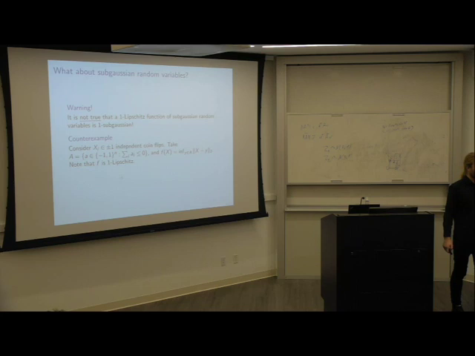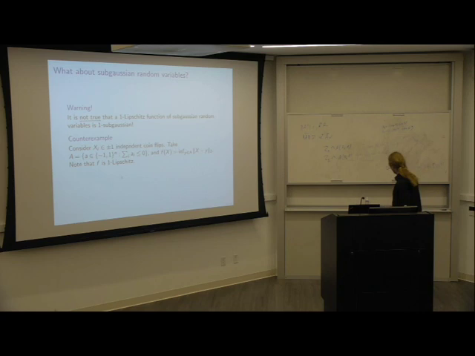By the way, whenever I have a random variable, I was talking about concentration around its expectation. Now it's going to be a little bit more useful to talk about concentration around the median. So the median of x is just a value lambda such that the probability that x is greater than lambda is equal to half.